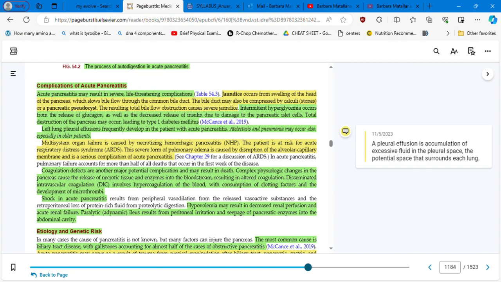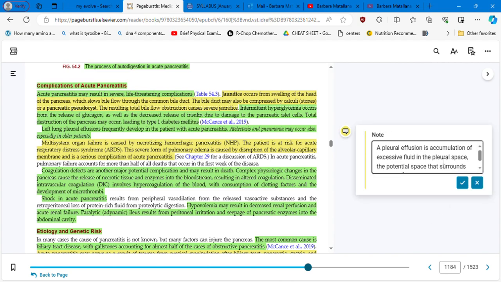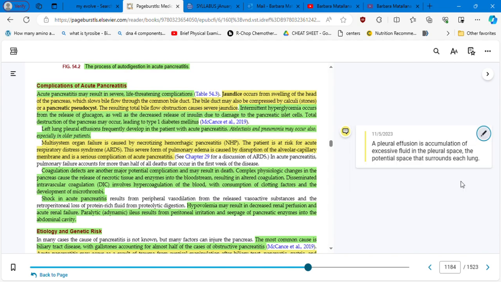And what is pleural effusion? I'm sure you know this, but let me refresh. It's accumulation of excessive fluid in the pleural space, the potential space that surrounds each lung. Dr. Matalana, why do you keep repeating concepts that I learned in previous semesters?